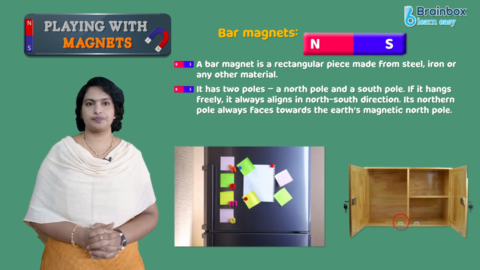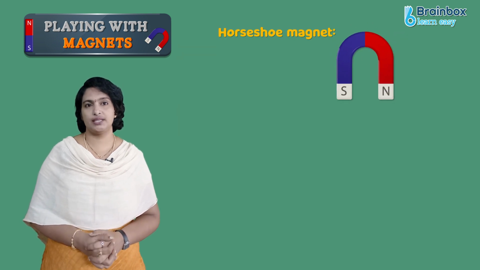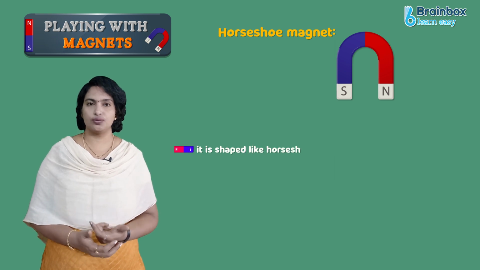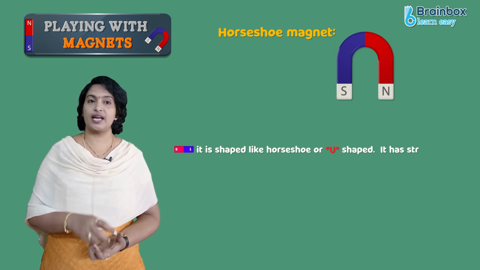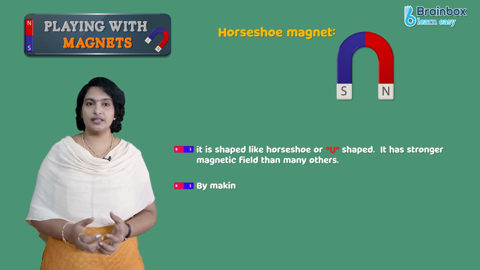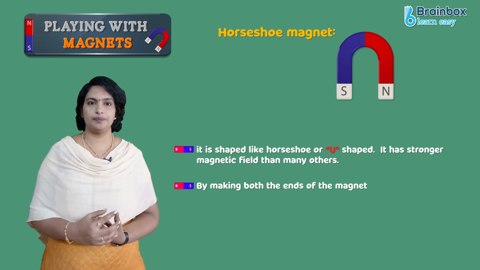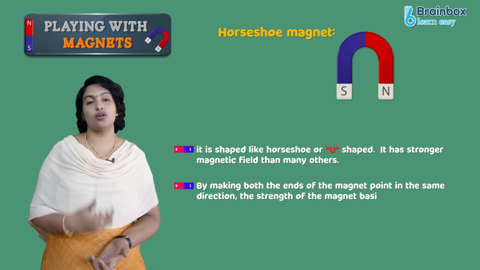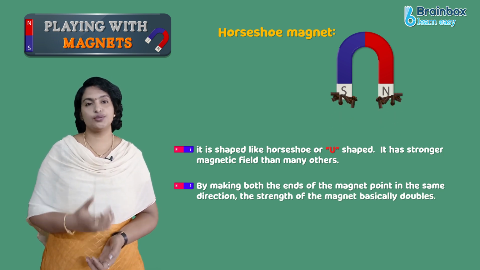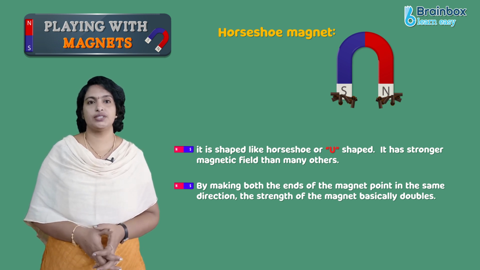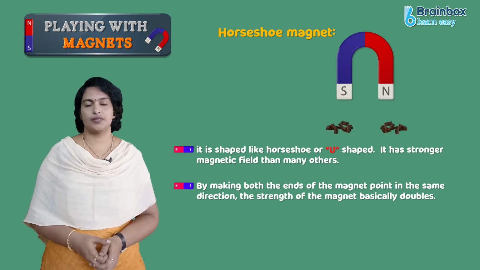These are the weakest type of magnets and are used every day for hanging things on refrigerators or for closing cabinets. Coming to horseshoe magnets, as the name says, it is shaped like a horseshoe or U shape. So it has a stronger magnetic field than many others. By making both the ends of the magnet point in the same direction, the strength of the magnet also basically doubles. They are used to pick up large pieces of metals that are heavy and hard to reach, and small pieces of metals in construction or engineering.